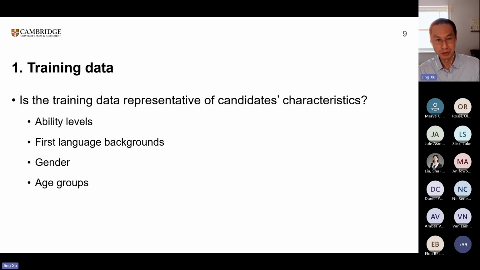But this is not really relevant to using a large language model because it's usually few-shot training, and you don't know what the training data look like behind the scenes. So I cannot comment on that.